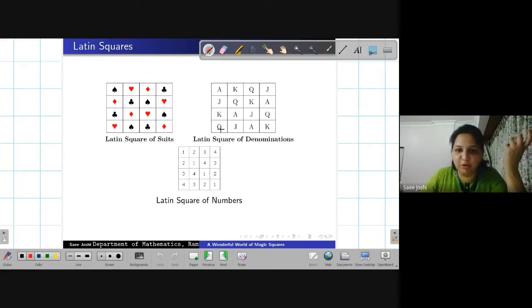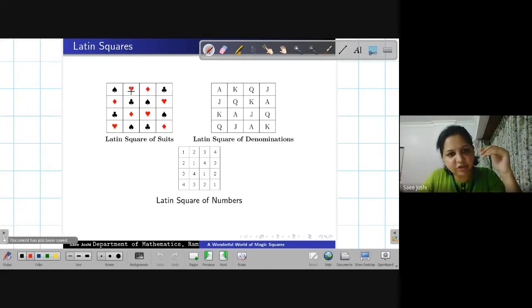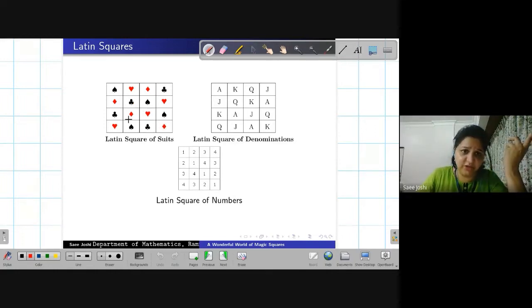For example, if you look at this Latin square of suits, instead of the numbers 1, 2, 3, 4, they have 4 suits. That is spade, heart, diamond, and club. So in each row and each column, you have spade, heart, diamond, and club occurring exactly once. But here, if you look at the diagonal, in the diagonal also, spade, heart, diamond, and club are occurring exactly once. Same goes for this diagonal also. So this is a diagonal Latin square.